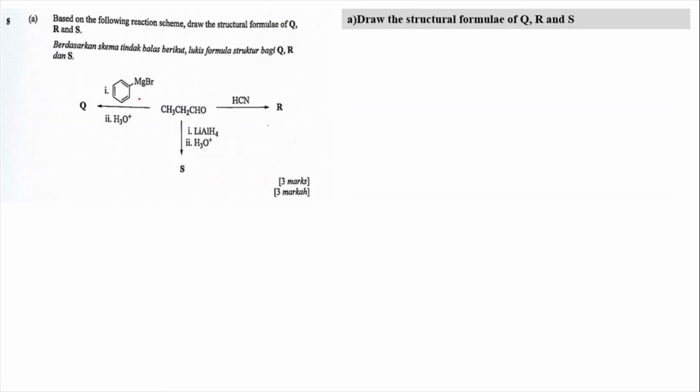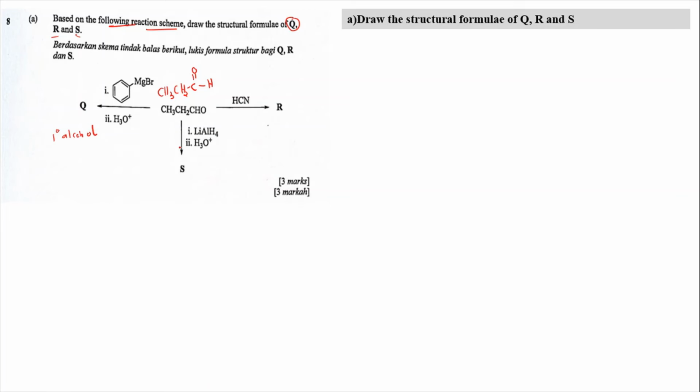So for question 8, based on the following reaction scheme, we have to draw the structural formula of Q, R, and S. Okay, so given here in the middle is CH3, CH2, CHO. So here basically refers to aldehyde. Okay, so it can be drawn as C-O-H here. Okay, so aldehyde is going to react with Grignard reagent with H3O+, and this is going to produce a secondary alcohol.